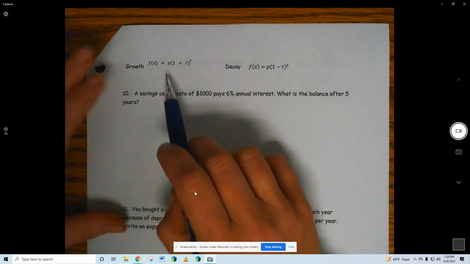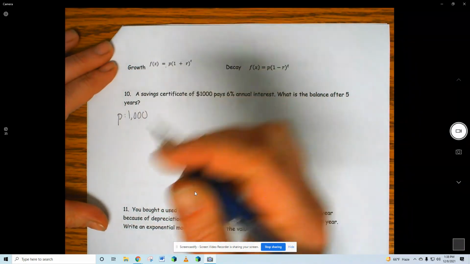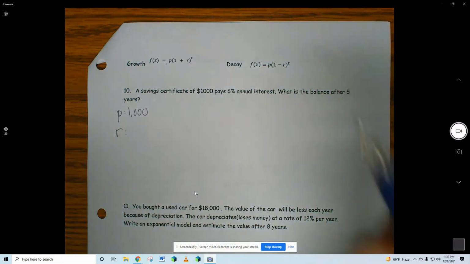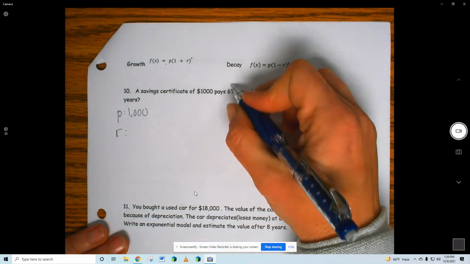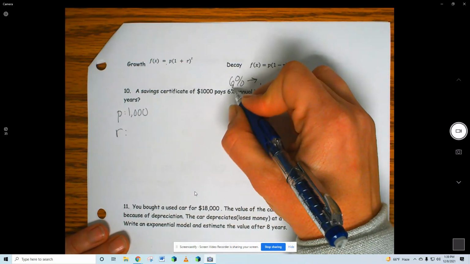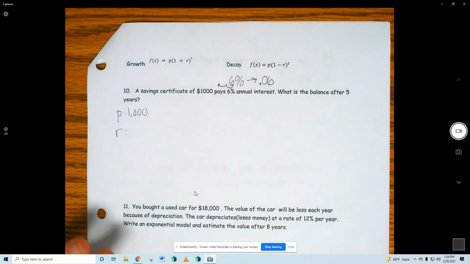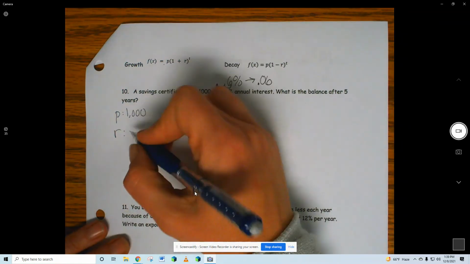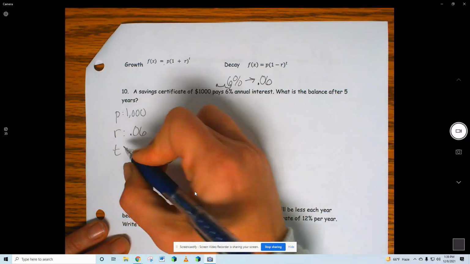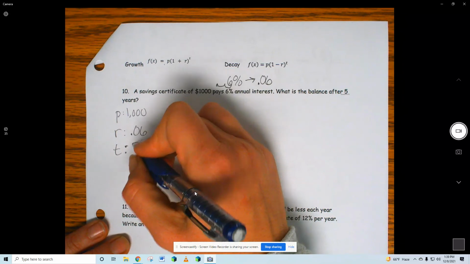So the formula: P is what I start with, $1,000. My rate has to be written as a decimal. 6% is 0.06. You move it 2 decimal places to the left to make it a decimal. Time: how many years do I want? 5.